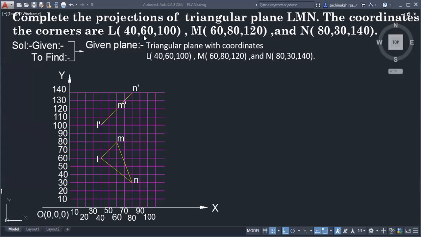Then the remaining: 40, 60. So y1 will be one point, 40, 60. Now another point will be 40, 100. So the first point, we can say, is the front view and top view. L dash and L will come on one projector. That's why the first coordinate remains constant. The first x coordinate will remain the same because the front view and top view of a point will be on one single projector. Are you getting it? That's why it is like this.